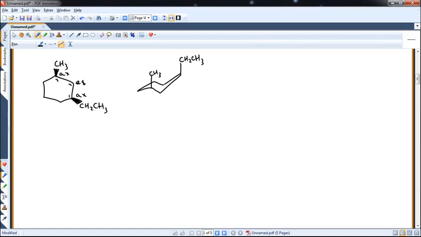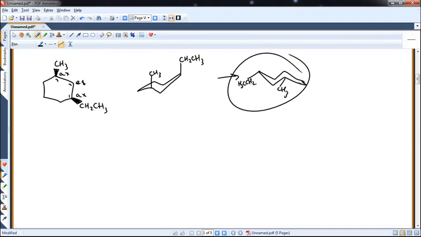Now I evaluate the conformer and say, should I do a chair flip? And very clearly the answer is yes. So if I do a chair flip, I go from having 2 axial groups to 2 equatorial groups, where the ethyl will be here, the methyl will be there. So this would be our correct answer, the lowest energy conformation. Okay, try one more.